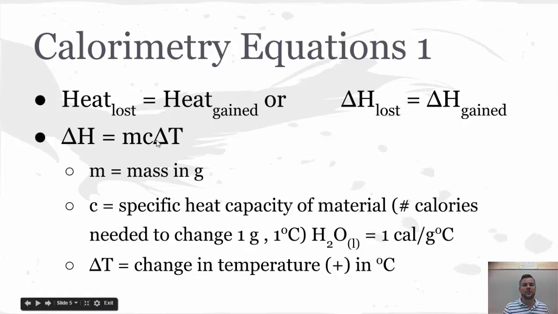And then delta T is going to be change in temperature. So we can see that we have delta H, change in heat, is equal to mc delta T, mass times specific heat times the change in temperature. Make sure that you have your change in temperature positive, so basically absolute value your temperature for most of our problems, and then make sure that we're also measuring in Celsius.